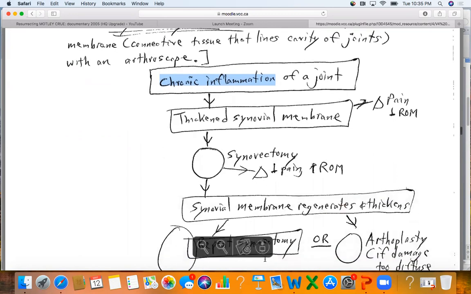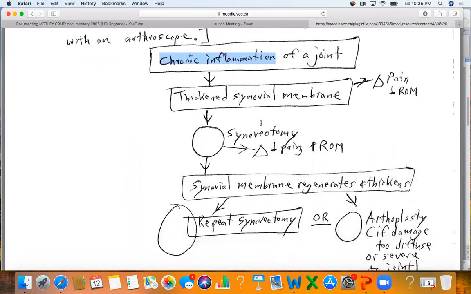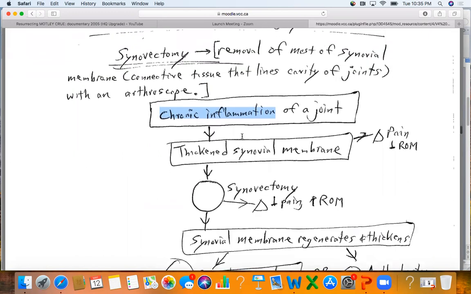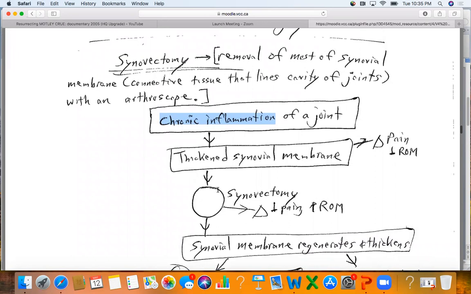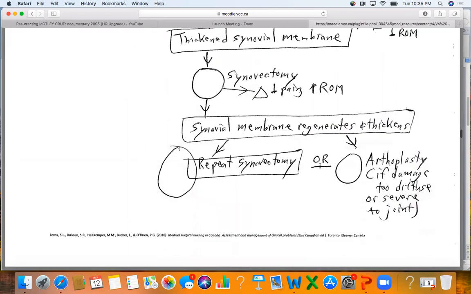So what they can do is what's called a synovectomy. And what they're basically doing is using an arthroscope to go in there and take out some of the synovial tissue. Eventually, though, it does regenerate and it may thicken further. So there may come a point where they cannot repeat the synovectomy anymore, and we have to start talking about arthroplasty, which is replacement of the joint.